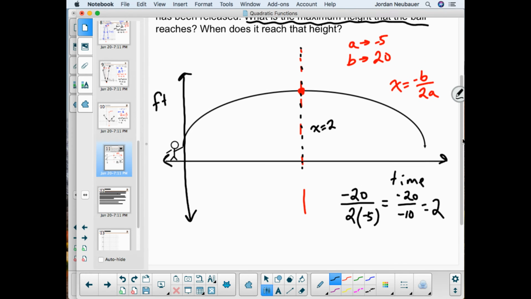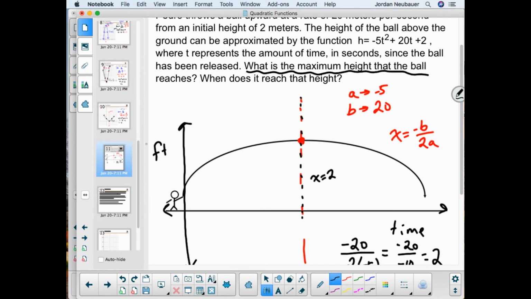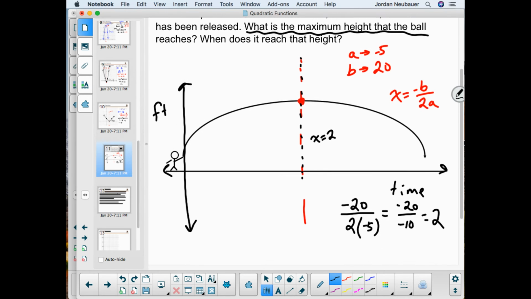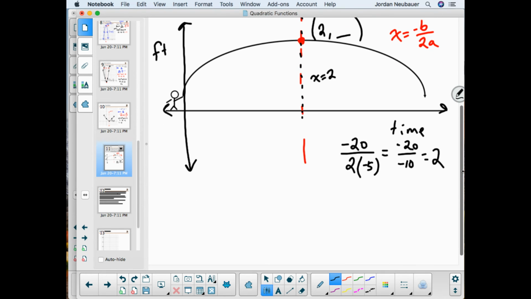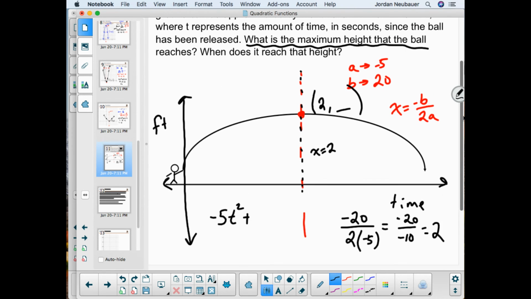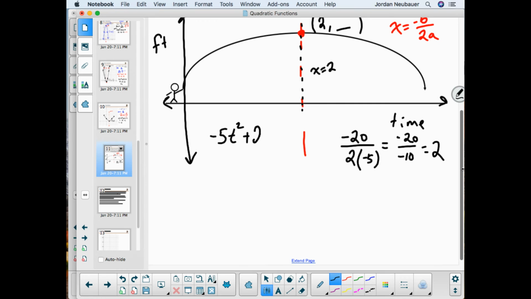That's only part of the question, right? We also need to find the maximum height that the ball reaches, which is essentially just saying, if 2 is my time, what value would be my height? Well, all I have to do is plug that into the original equation, negative 5t squared plus 20t plus 2. If I substitute 2 seconds in for time, it's negative 5 times 2 squared plus 20 times 2 plus 2.